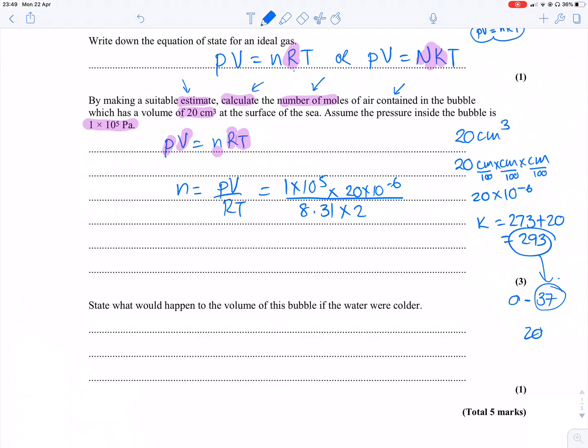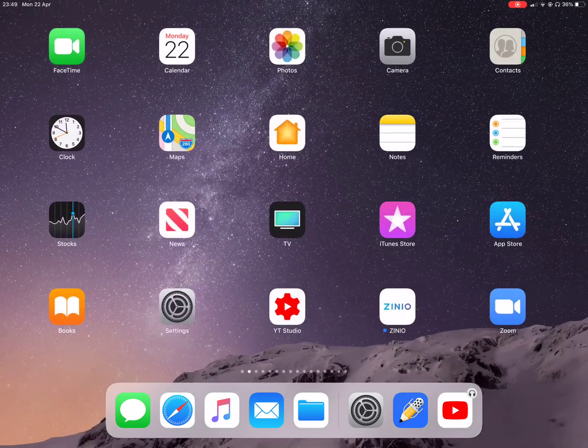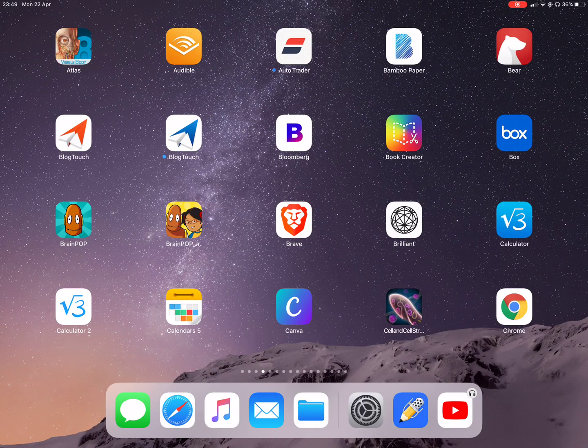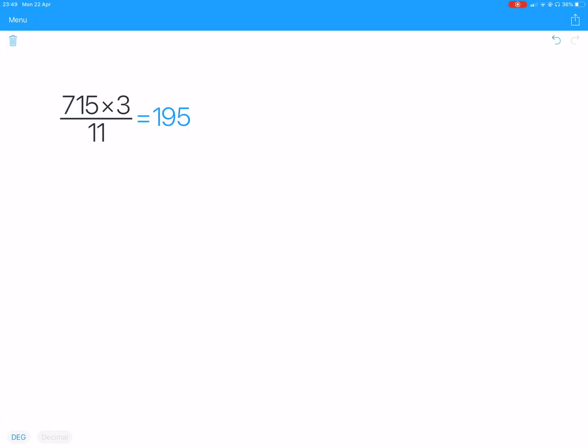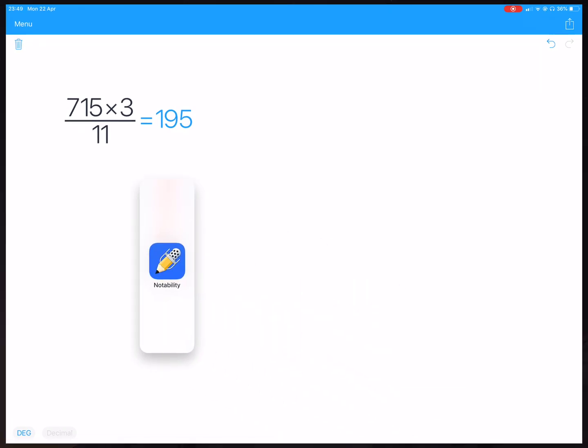Okay, so times 293. Now, do I have a calculator nearby? No, I've got to find the calculator. So where is the calculator? It's over here. Let's have this back. So we've got some values to work with.